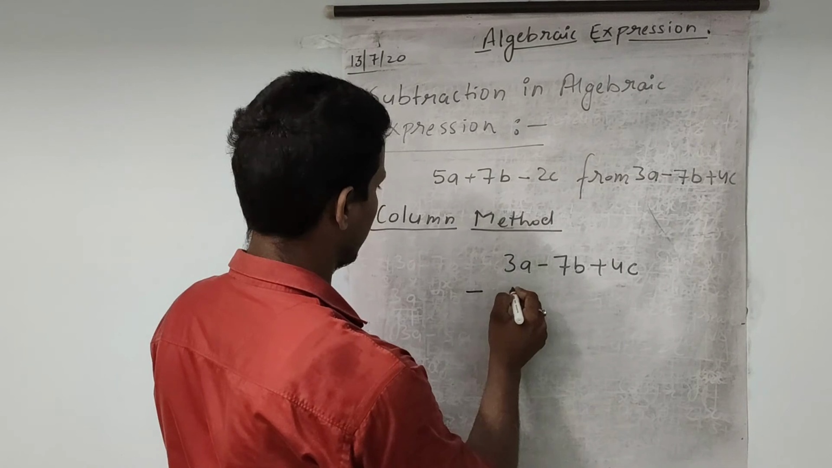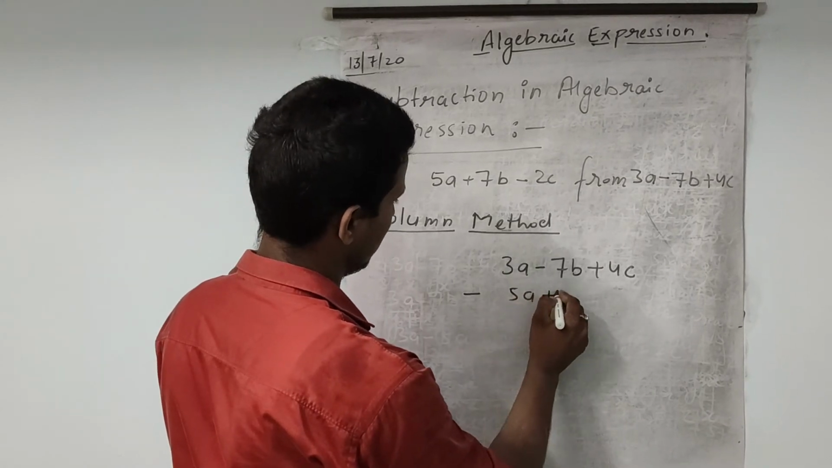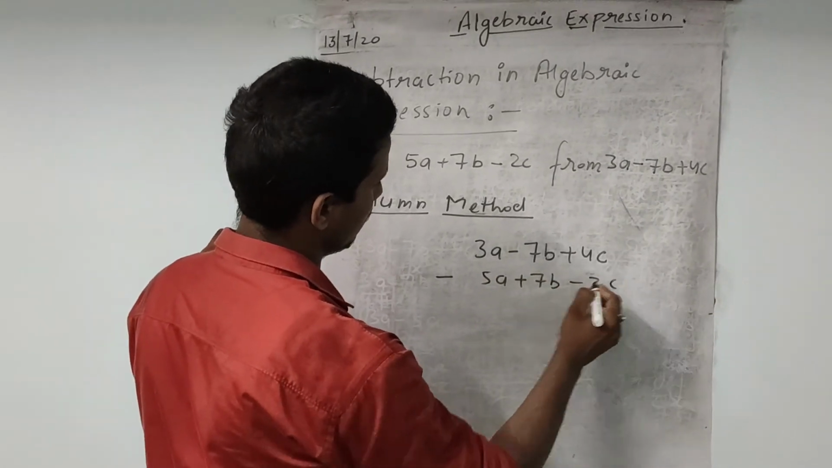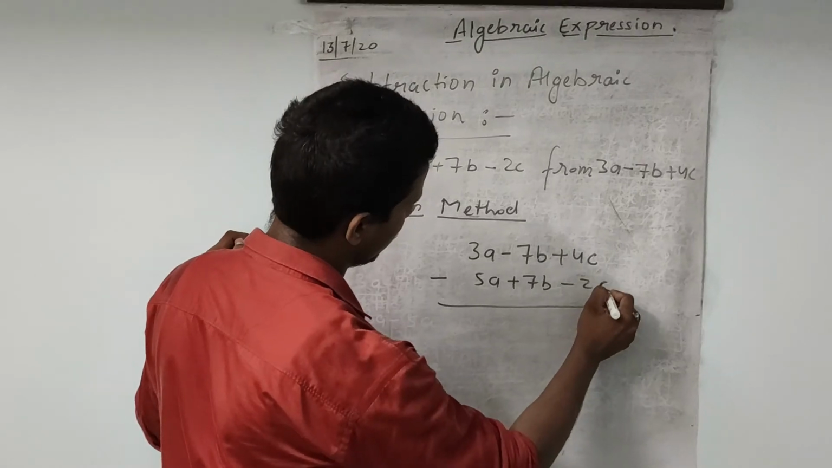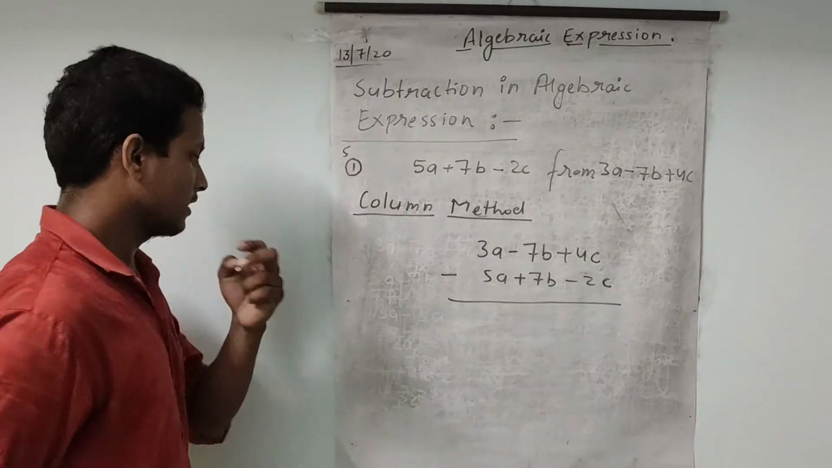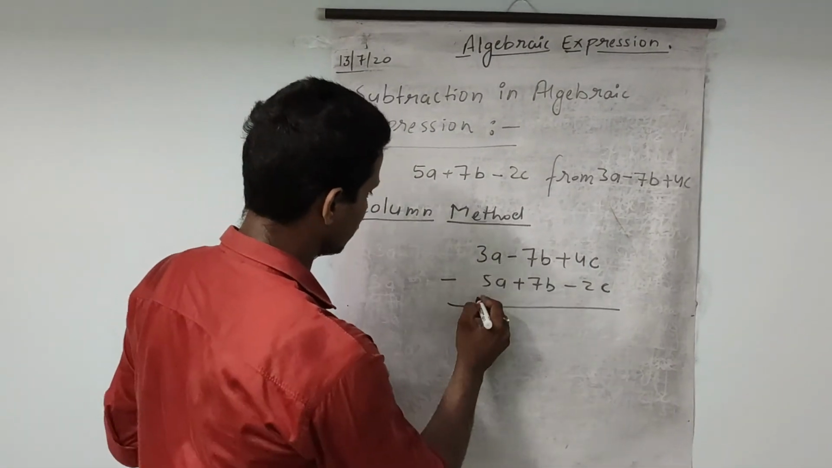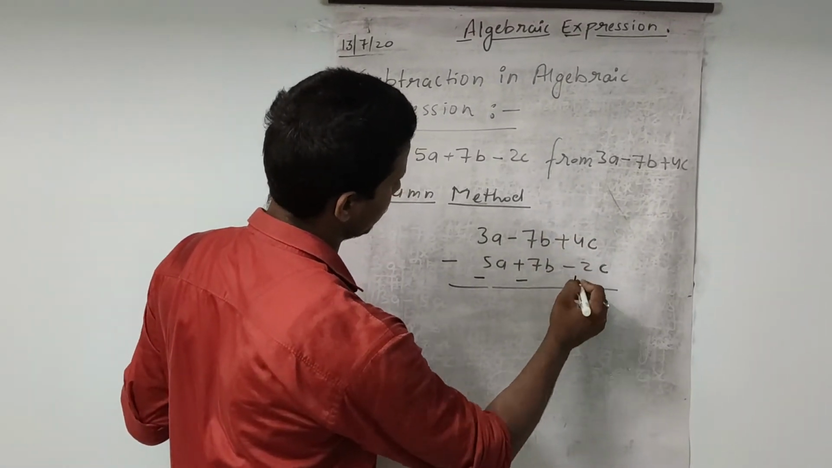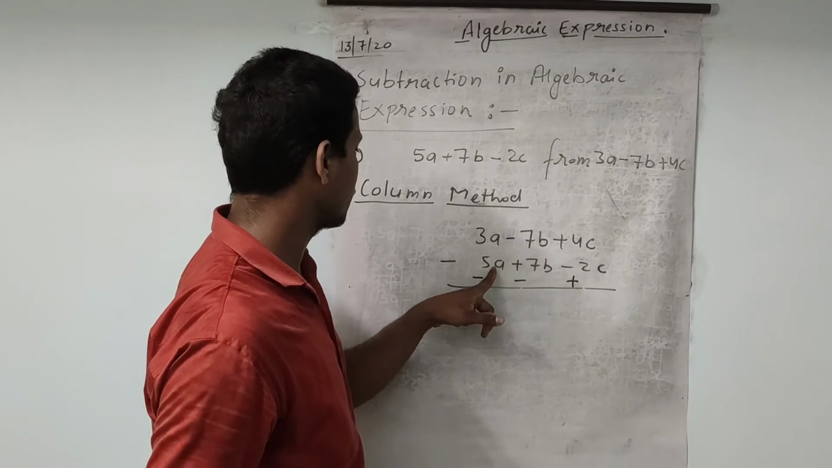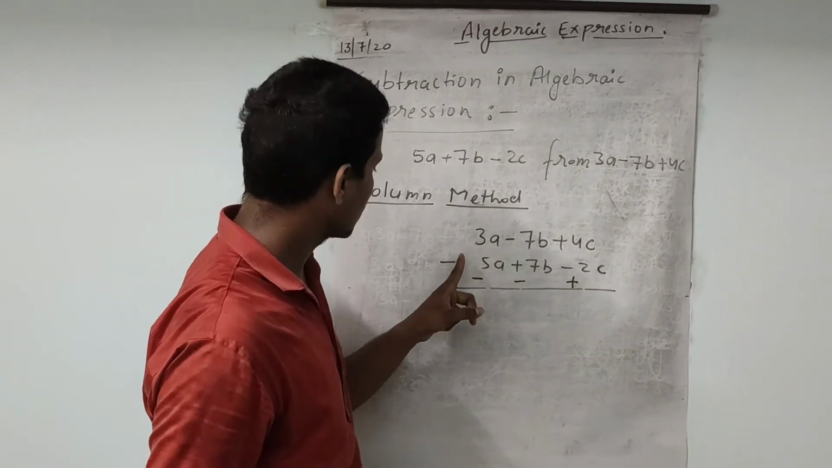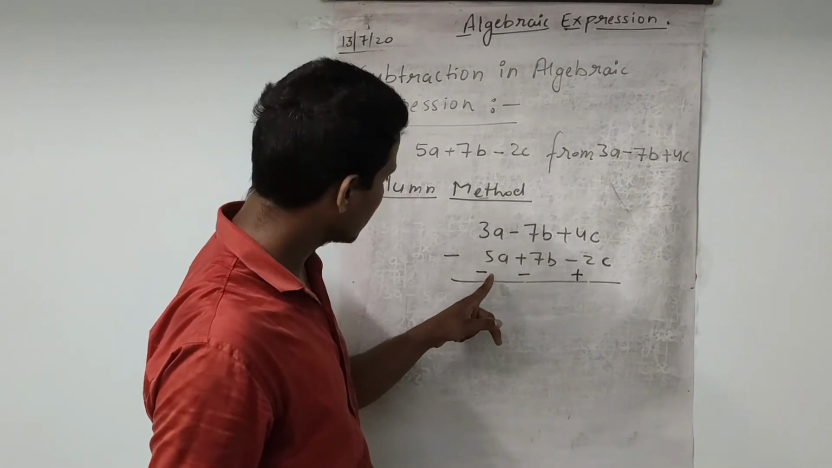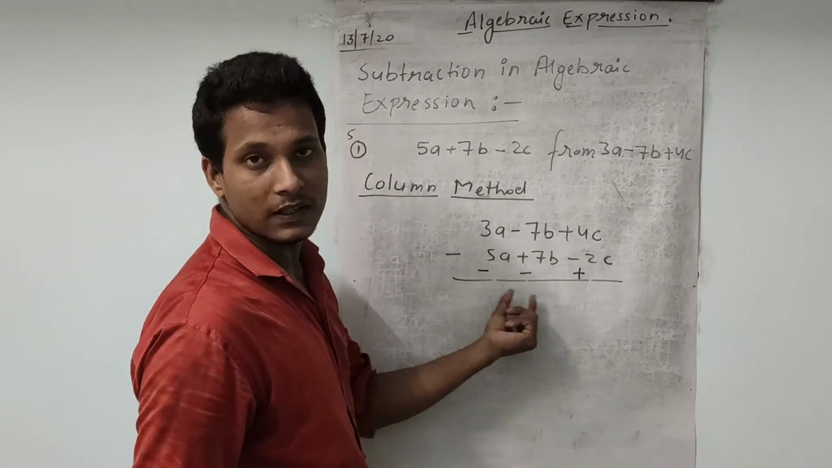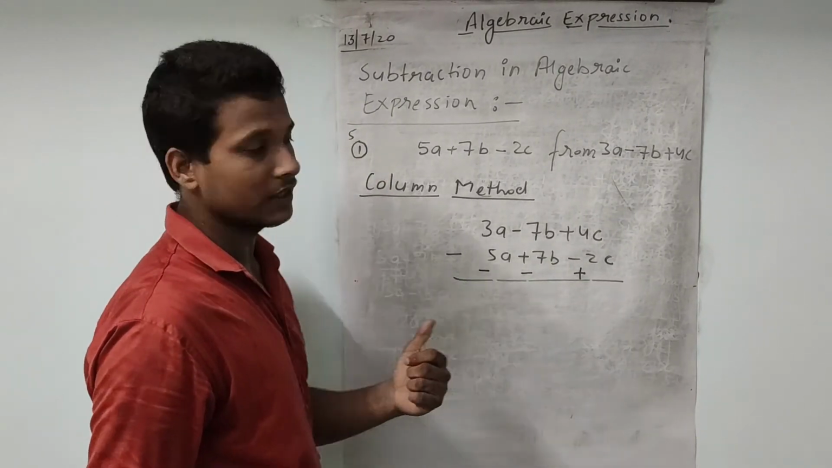Then we need to subtract. So 5a plus 7b minus 2c. Now we need to put the sign conversion here. So positive negative becomes negative, positive negative, negative, and negative negative, positive. So we will consider these signs for our values. We will not consider the sign before them. We will consider the new signs that we get after sign conversion.